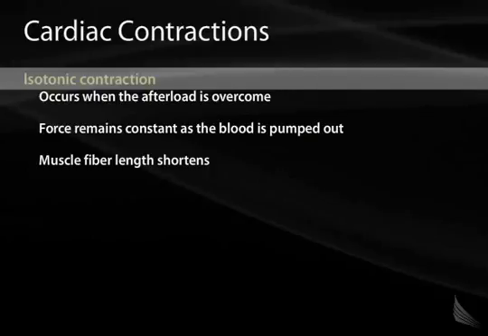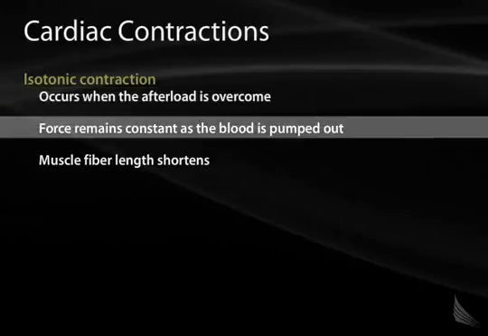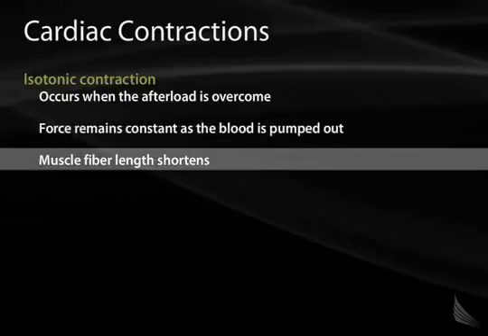Isotonic contractions occur after the afterload is overcome, after the aortic valve is opened. The force during isotonic contraction remains constant as the blood is pumped out. During this time, muscle fiber length will shorten.